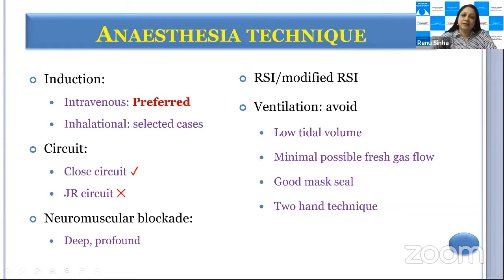Deep, profound neuromuscular blockers should be used for the rapid sequence induction and modified rapid sequence induction. In adults, they usually survive the apnea time, but in pediatric patients, many times you need to ventilate the patient. So the ventilation should be low tidal volume with minimal possible fresh gas flow. You can ventilate a patient with even 1 liter of fresh gas flow. So use that. A good mask seal should be there with the two hand technique. Especially in pediatric patients, it's sometimes difficult to get the mask seal, so one should use the two hand technique.